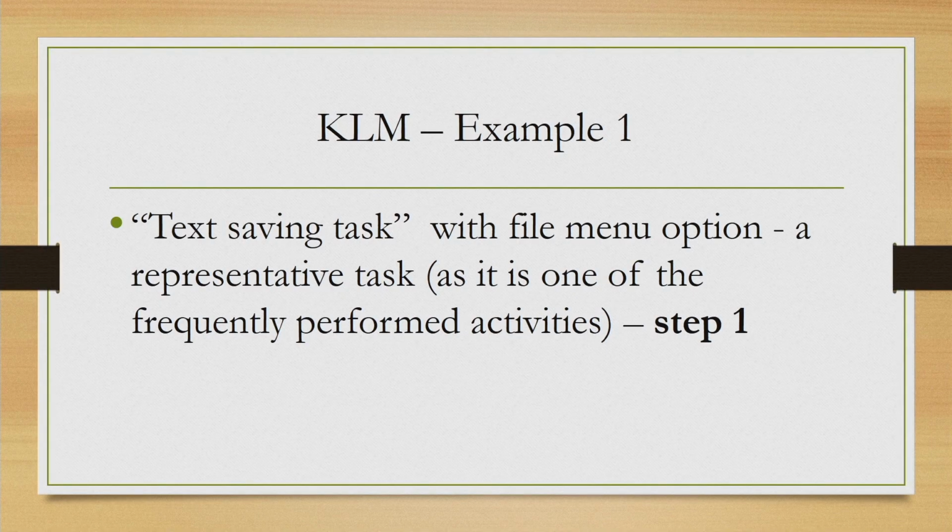Our first example is a text saving task. Suppose you are editing a document using a word processor. For the time being, let us assume that you are using, say, MS Word, where there is a menu based save facility available. Now, you are asked to save your editing task. Whatever you have typed so far, whatever you have edited so far, you are required to save it, and you are told to do it using the save option. So, what can a KLM tell? KLM can tell us the time it takes to save a file using this save menu option.